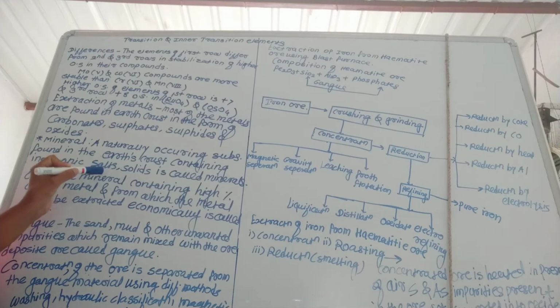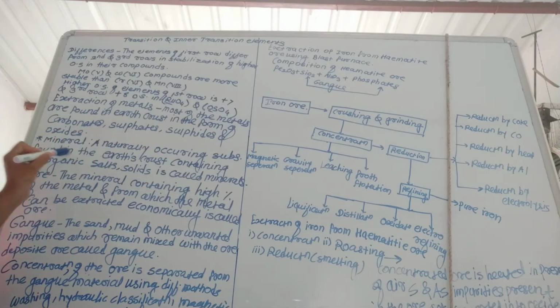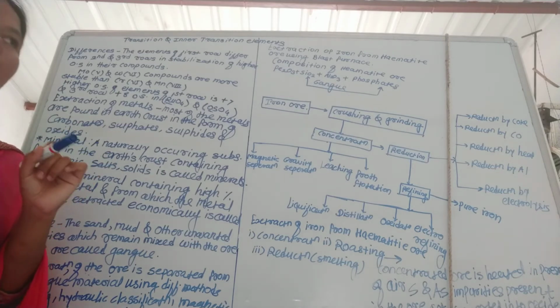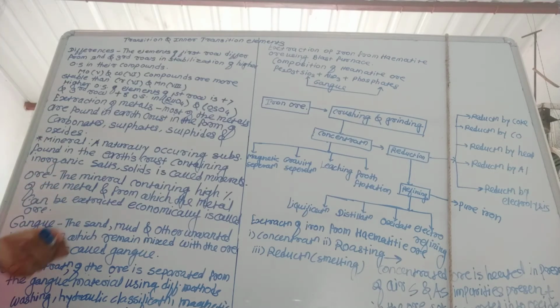What is meant by mineral? A naturally occurring substance found in the earth's crust containing inorganic solids is called a mineral, and the mineral containing a high percentage of the metal, from which the metal can be extracted economically, is called an ore. Gangue particles, what are they? The sand, mud and other unwanted impurities which remain mixed with the ore deposit are called gangue particles.